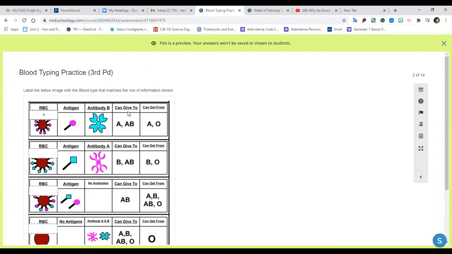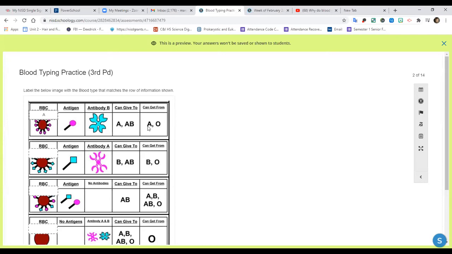Okay, so with A. Now, this A can give to A, of course, because they have the same red blood cells, or it can also give to AB, right? Because you know it won't attack it. It has only A in here.